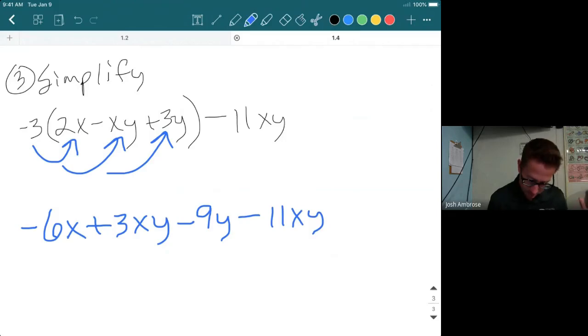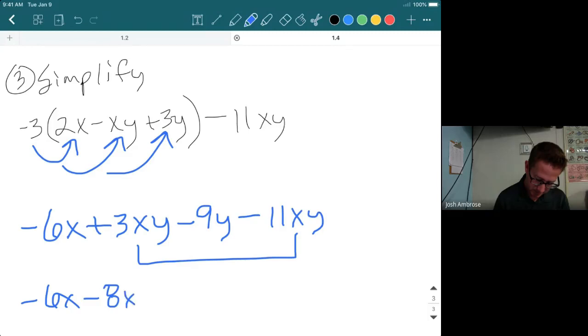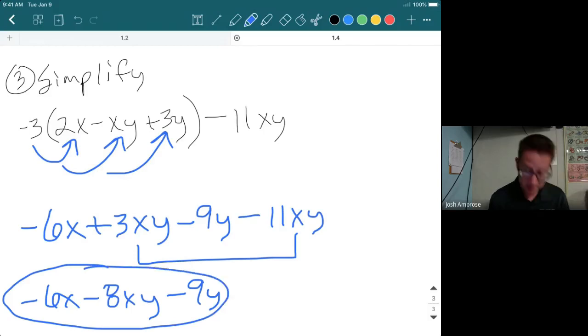Now let's take a look. What do we have here? What are some like terms? I see it right here. These guys are like terms because they both have x and y, and exponents are the same. Even though you don't see them, they all just have a 1 exponent. So the negative 6x, that stays because nothing happened there. Then we're looking at a positive 3, a negative 11. So that's going to be a negative 8xy. And then we tag on that minus 9y right there at the end because that did not get affected by anything else. Let's circle it and let's call it done.